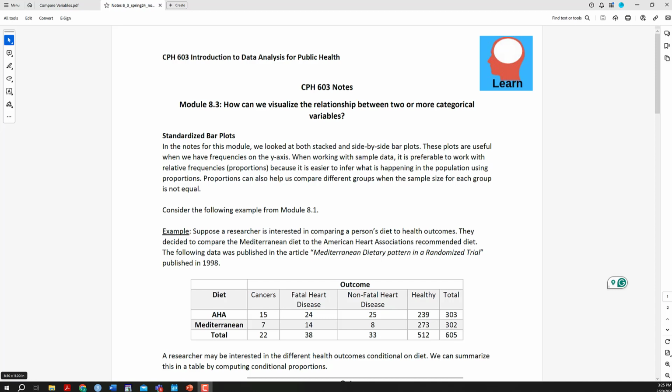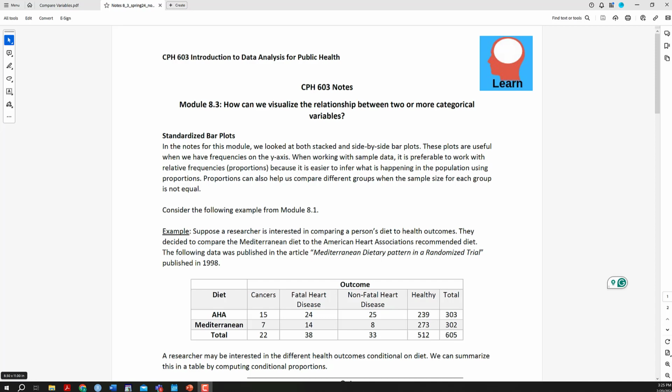So in the notes for this module, we already looked at both stacked and side-by-side bar plots. These plots are useful when we have frequencies on the y-axis. When working with sample data, it's preferable to work with relative frequencies or proportions because it's easier to infer what is happening in the population using proportions. Proportions can also help us compare different groups when the sample size for each group is not equal.